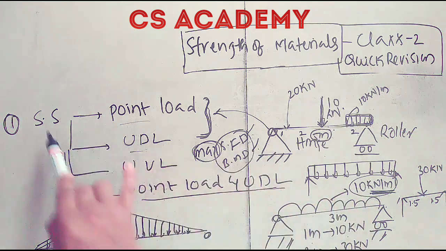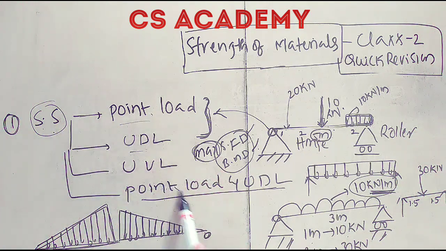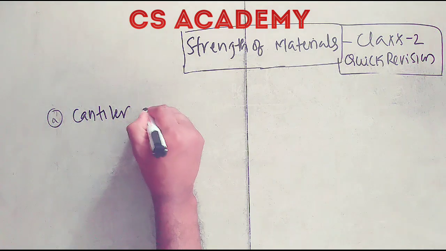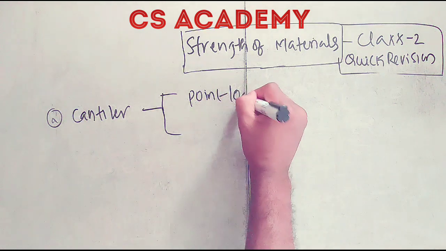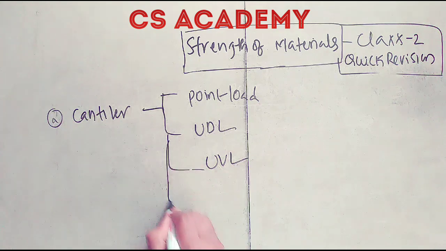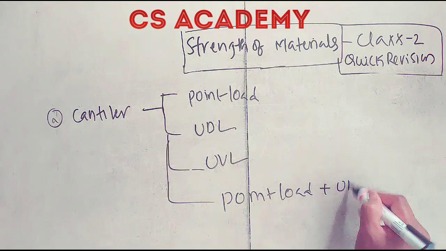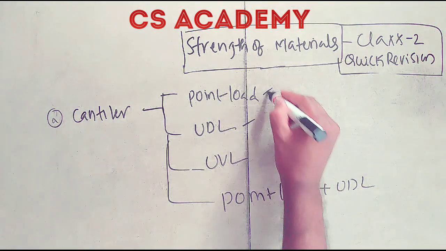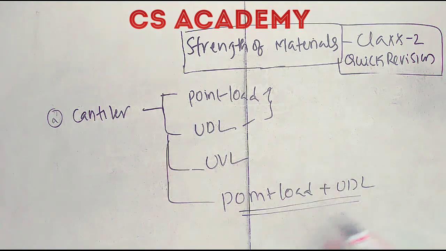This is only related to the shear force in a simply supported beam with a combination of different loading conditions. Now we will discuss the next one, the cantilever beam. The cantilever beam is again similar. It can have a point load, a UDL, a UVL, and a combination of point load plus UDL. In our syllabus this week these two will be there, and there is a chance of being asked to draw the point load plus UDL combination.